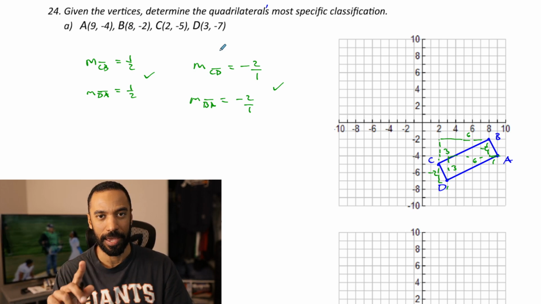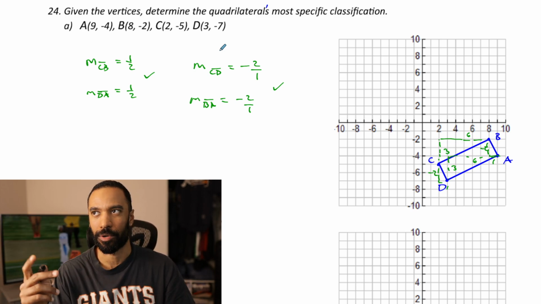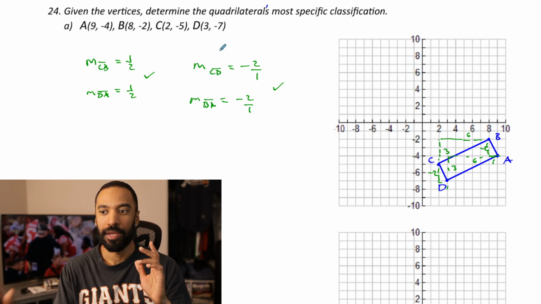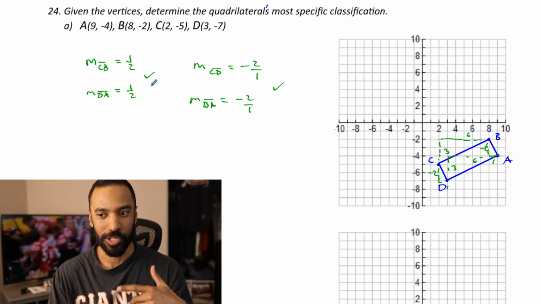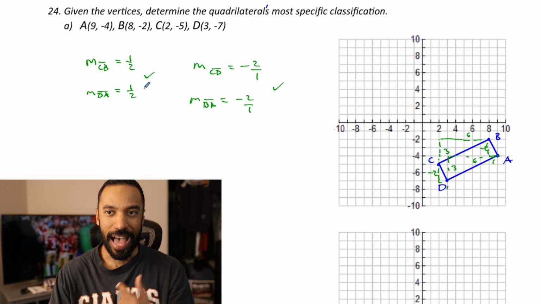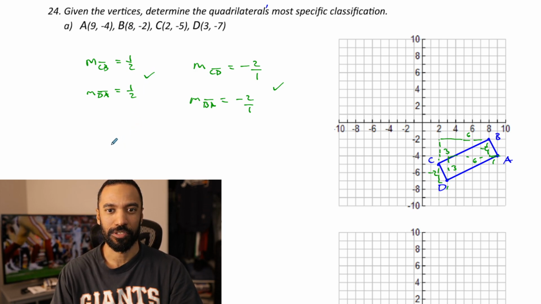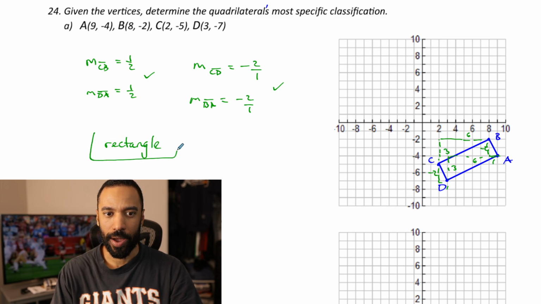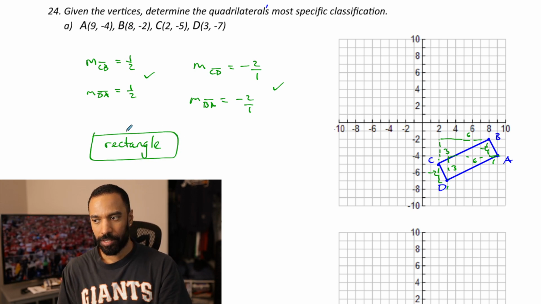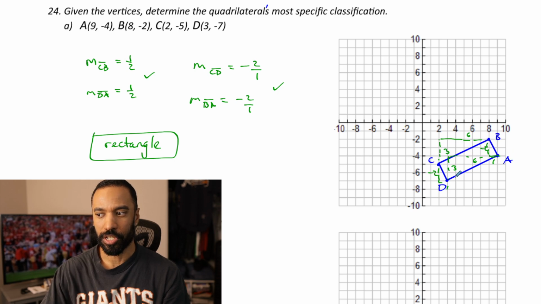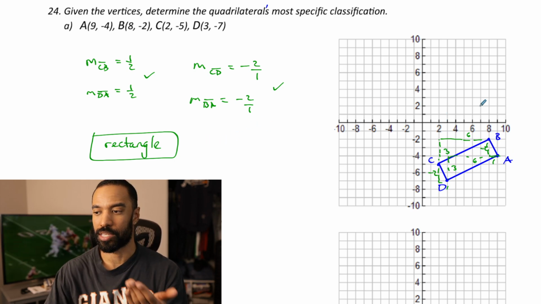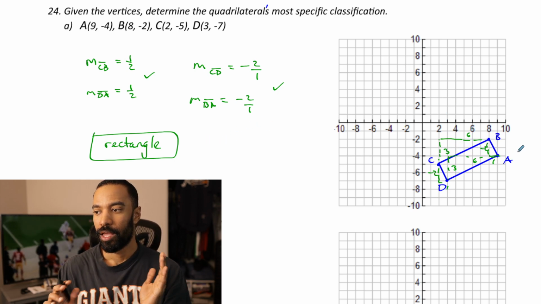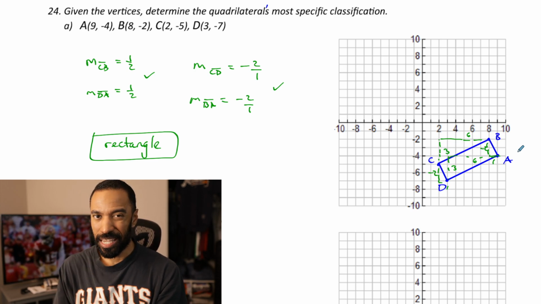At the same time, these are also opposite reciprocal slopes. That means that this is also a rectangle. It says the most specific classification. This is a rectangle. Now, it's not a square because not all sides are congruent, which would be the next test. A rectangle with all sides congruent is a square. Did I show that? I did.